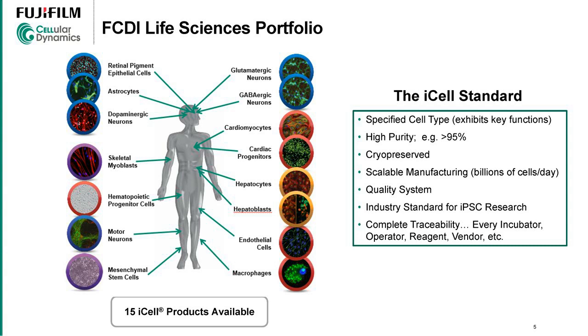The FCDI life science portfolio has an array of different cell types. These include some neuronal types such as glutamatergic, GABAergic. We have dopaminergic neurons, and we also have motor neurons and astrocytes. We have a hepatic portfolio that includes hepatocytes as well as hepatoblasts, and then also our cardiac portfolio, which includes the cardiomyocytes and cardiac progenitor cells. And for this talk, we'll be focused mainly on the cardiomyocytes.